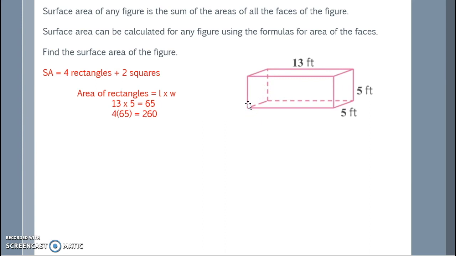So 4 times 65 is 260. Area of a square is the same, length times width, so 5 times 5, which is 25. And we have 2 squares, one on each end. So 2 times 25, or 50. Adding all of our surface areas together, we have 260 plus 50, so 310 square feet.